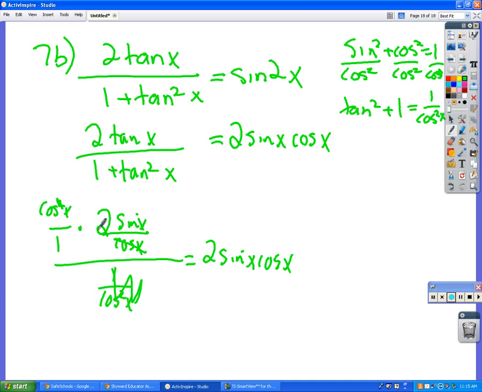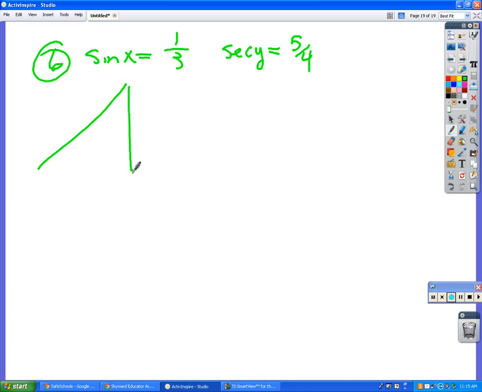What about number 6? Number 6, you want to do that real quick? Okay, so sine of x is equal to 1 over 3. Then I'm going to go opposite is 1, and that's 3, right?